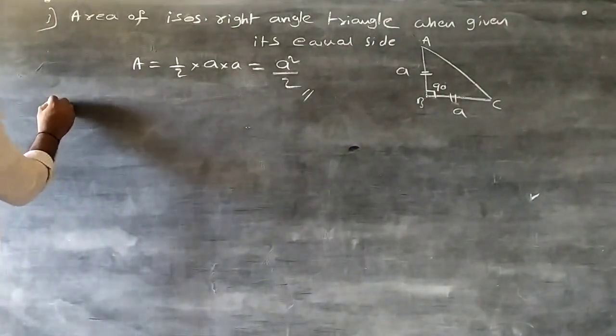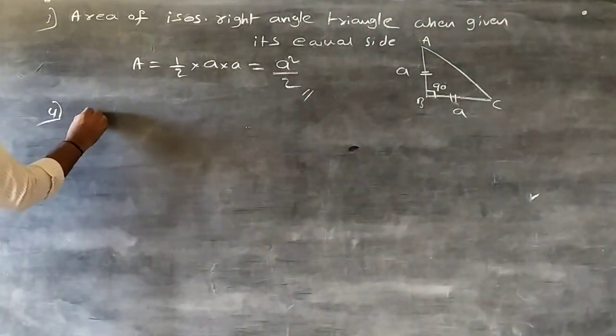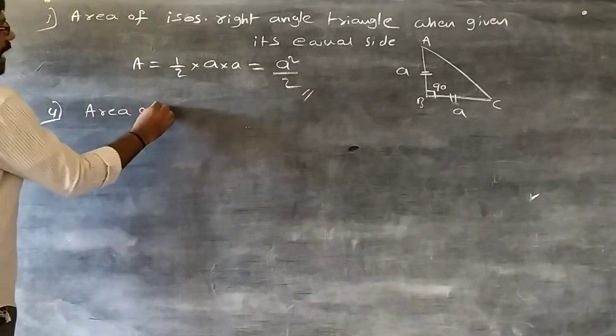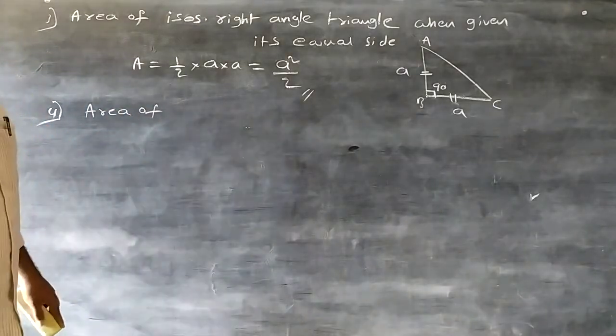Next, the fourth one, area of equilateral triangle.